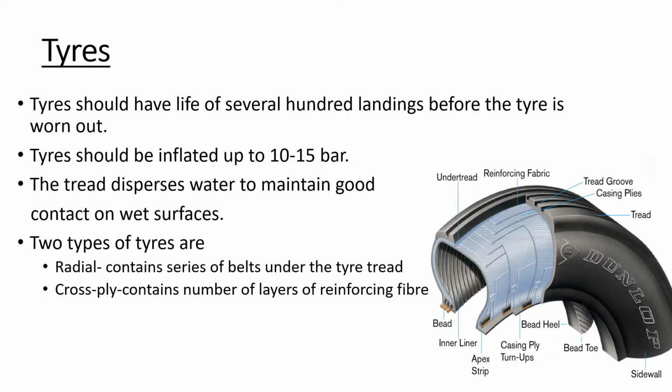Tires of an aircraft should have a life of several hundred landings before they are completely worn out, and they should be inflated up to 10 to 15 bars, usually 14 bars in commercial aircraft and higher in fighter jets. The tread disperses water to maintain good contact on wet surfaces. The two types of tires are radial type and cross-ply type. In radial tires, there is a series of belts under the tread of the tire, whereas cross-ply has a number of layers of reinforcing fiber.